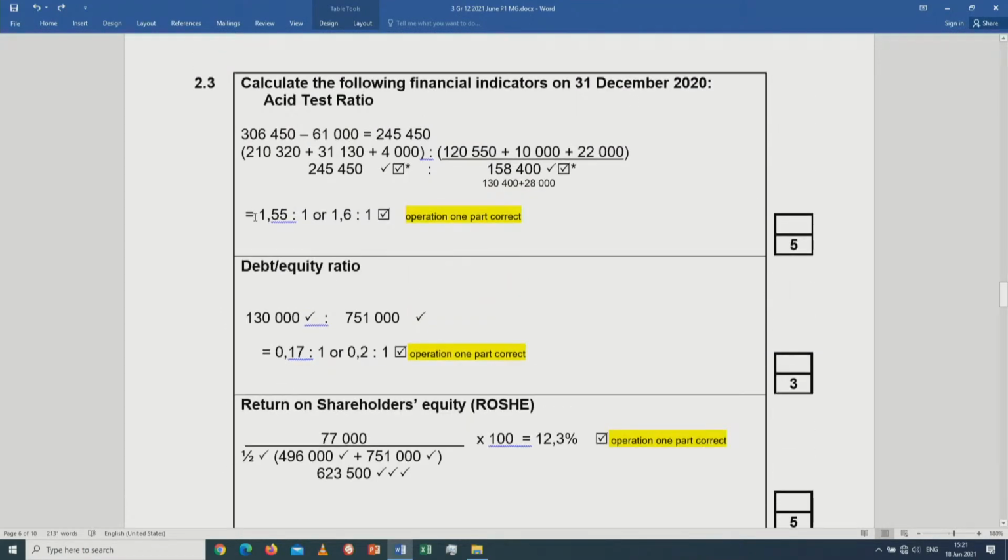But the final answer is 1,55:1 or 1,6:1 to earn 5 marks. So only part marks are there if some of the figures are correct, but the final answer is wrong, and there it means a learner qualifies to get at least 3 out of 5 if something is wrong. 1 mark there, 1 mark there, and the final answer.